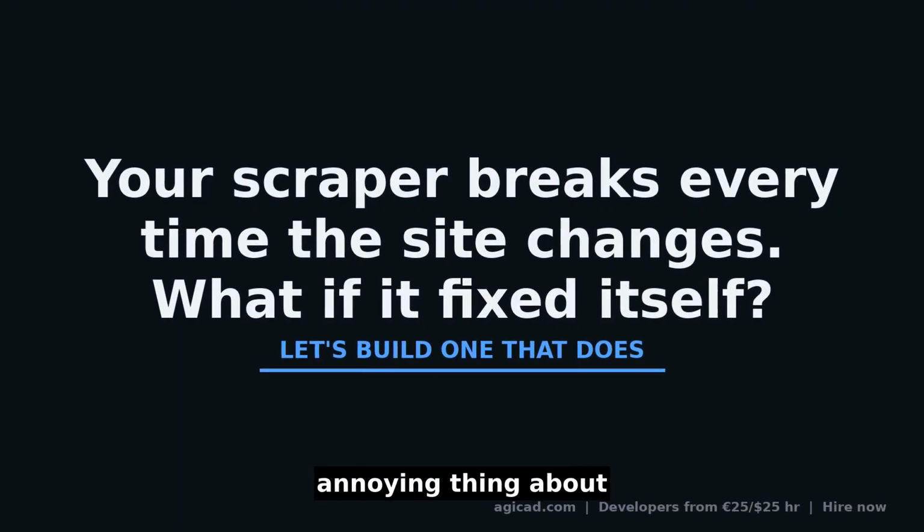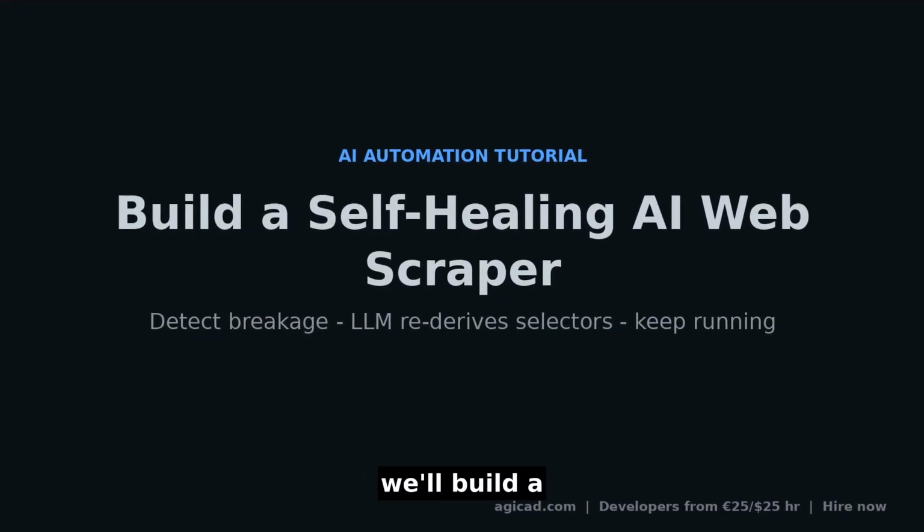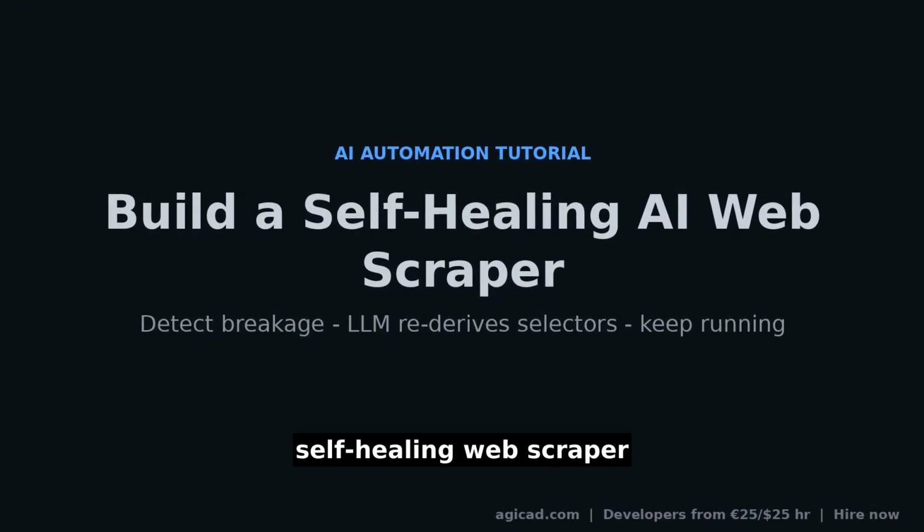Here's the most annoying thing about web scraping. You write a scraper, it works perfectly, and then one quiet morning the website changes a single class name and your whole pipeline silently breaks. In this video we'll fix that for good. We'll build a scraper that notices when it breaks and uses an AI model to repair itself, with no human touching the code. In this tutorial we'll build a self-healing web scraper in plain Python.